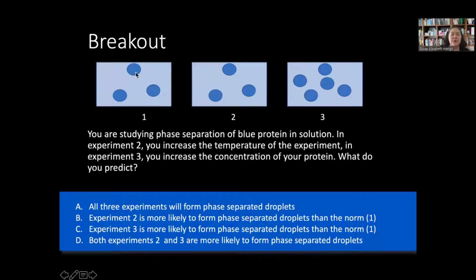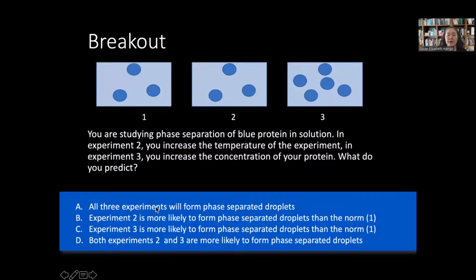So let's imagine you have some molecule and you're looking at whether it will phase separate out of solution. This is the normal situation. And here you have the same configuration as in experiment 1, but you raise the temperature. What do you think this will do? And here in the third experiment, you have the temperature as in experiment 1, but you raise the concentration of your protein. So what do you predict?